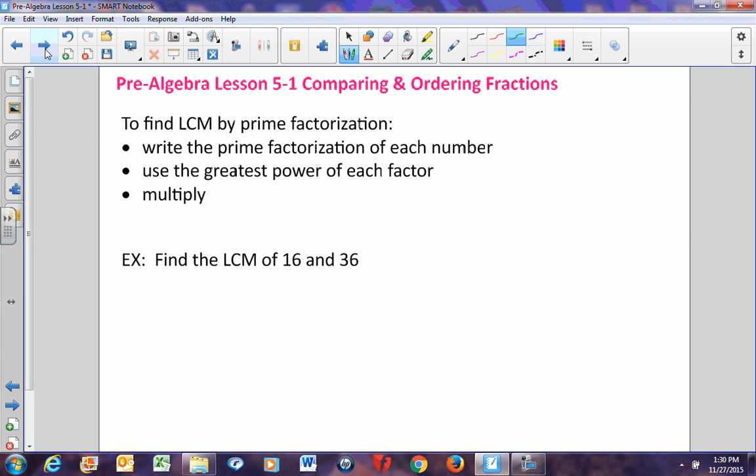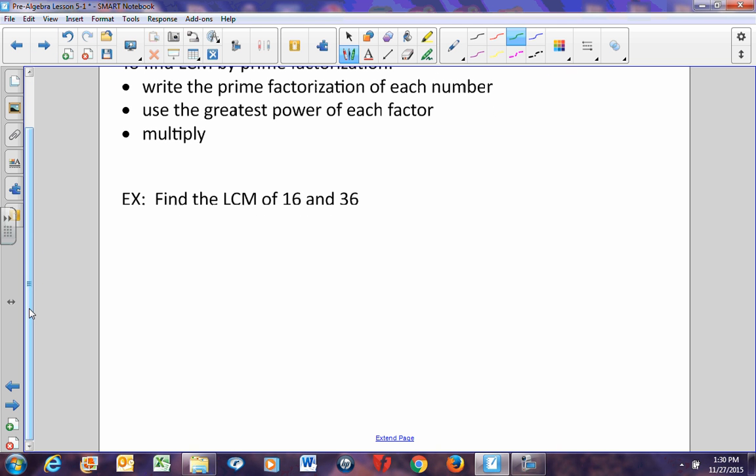The second way of finding a least common multiple is using prime factorization. You write the prime factorization of each number, use the greatest power of each factor, and then you multiply. If you didn't perfect prime factorization in chapter 4, it's going to come back and haunt you in chapter 5. So I'm going to find the least common multiple of 16 and 36 by using prime factorization. I'm going to break them down to prime numbers. 16 is 2 times 8, 8 is 2 times 4, 4 is 2 times 2.